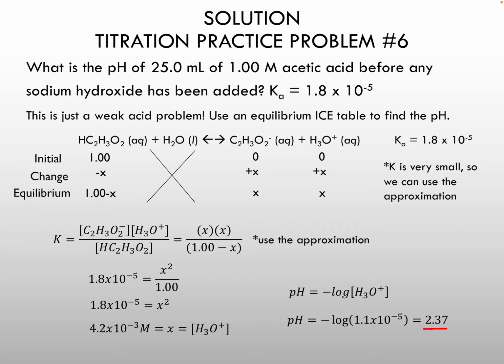If you'll notice, our initial pH is not very low, right? It's still acidic, but it's not super acidic. This is very characteristic of a weak acid. Weak acids tend to have an initial pH anywhere between 2 and 3.5 or so.